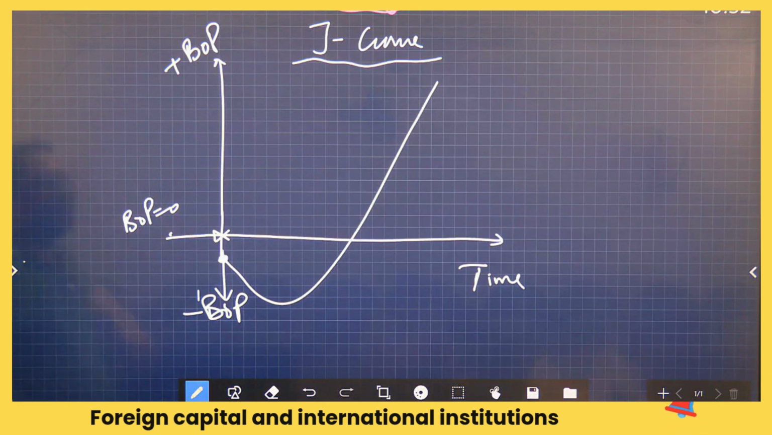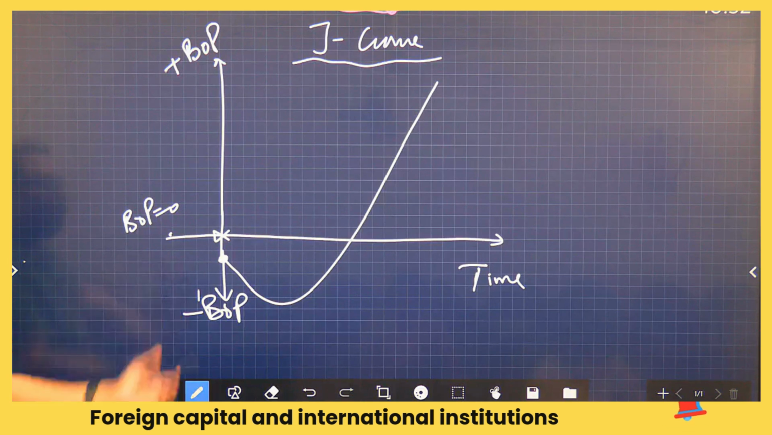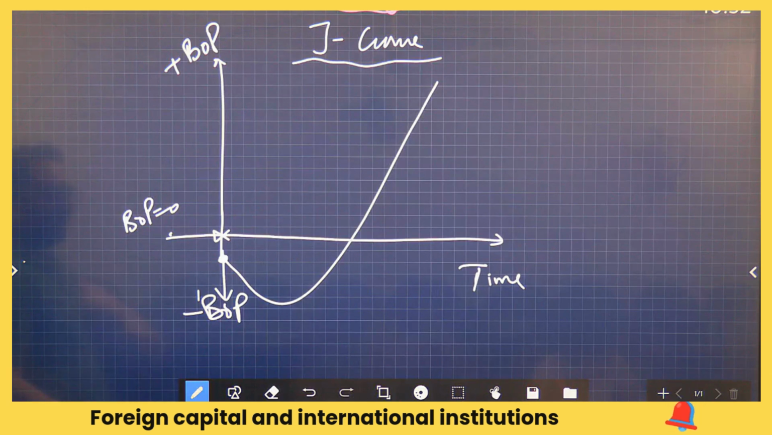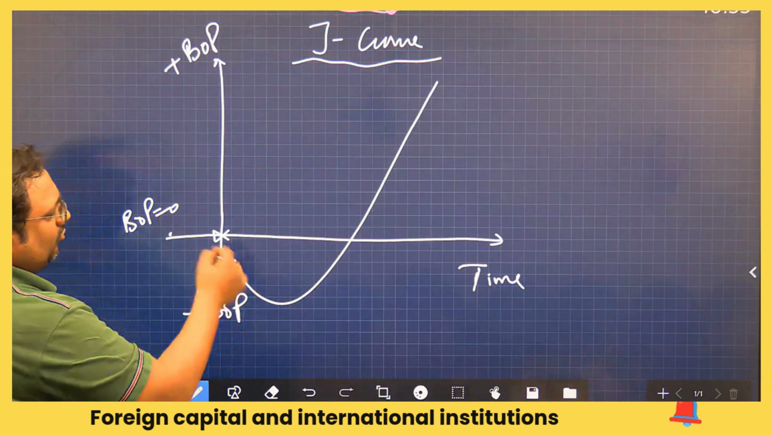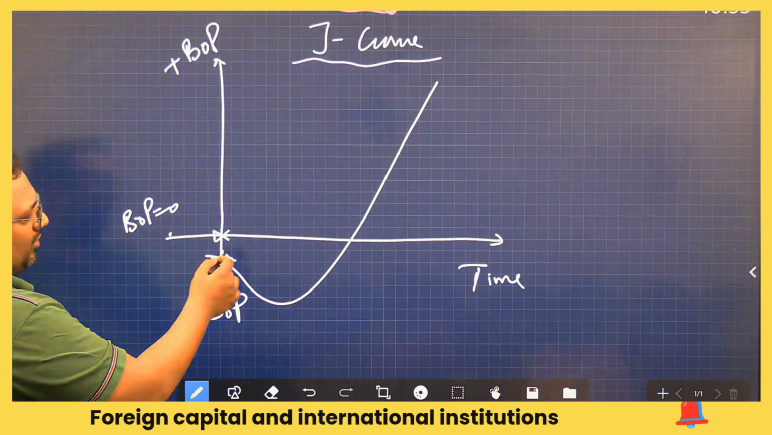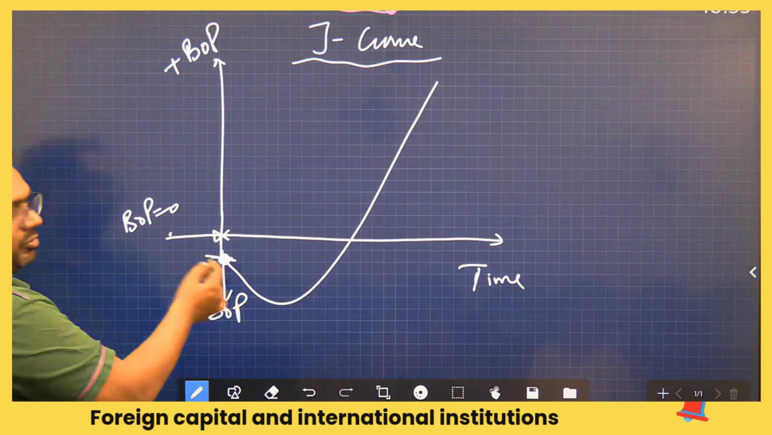Okay, now the curve basically argues, first of all, write 2 lines, then we do the explanation part. The curve shows the trajectory of BOP post devaluation by the country. Are we clear? So now the idea is that this country has done devaluation. So we start the curve where devaluation is there. It always happens at time equal to 0 because we are starting there.